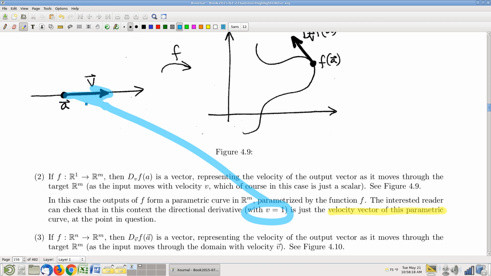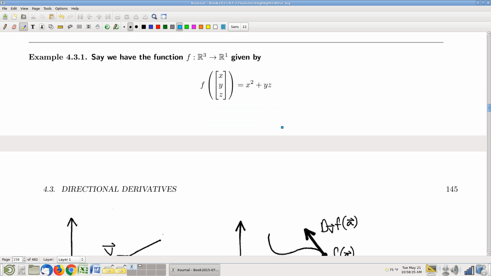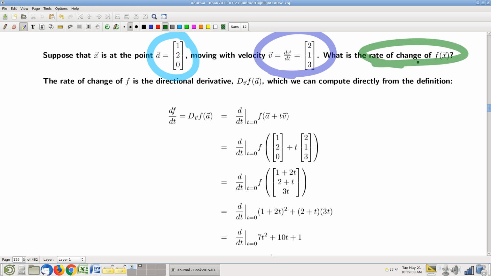Okay. All right. Okay, let's get our hands dirty. Let's do one. We're going to start off with real valued, single output value. Let's compute a directional derivative. So, a function of three variables, and inside of our three-dimensional domain, let's suppose that we are at this point, 1, 2, 0, and that we are moving with velocity 2, 1, 3. All right, so we have an input point and an input velocity. Very reasonably, I could ask, what is the output velocity? What's the rate of change of these output values?